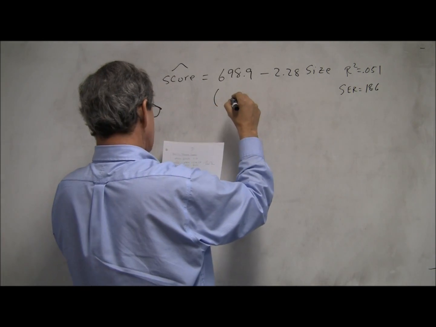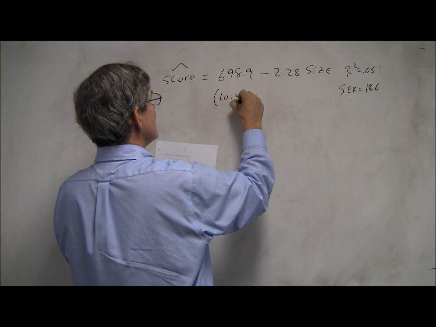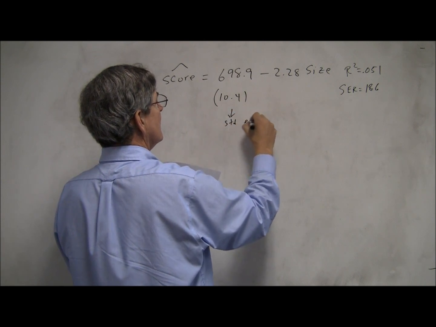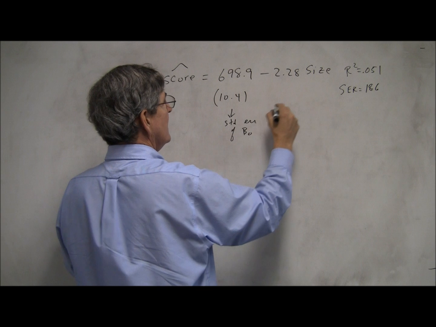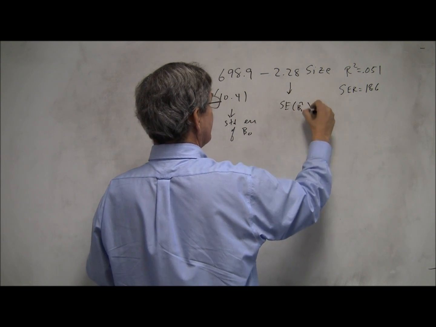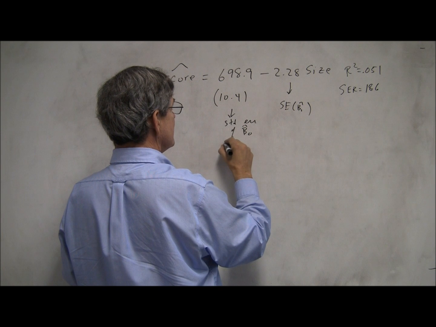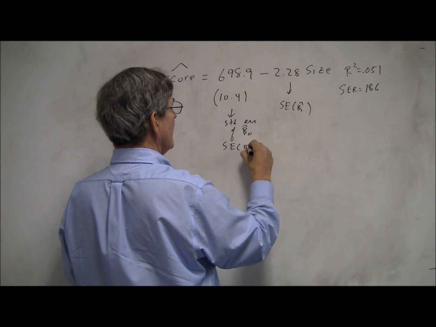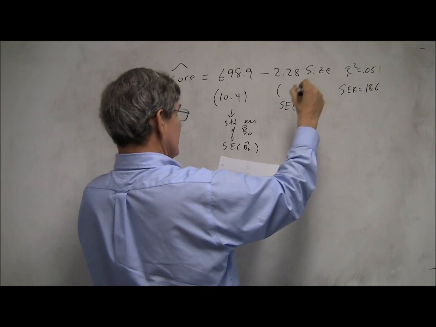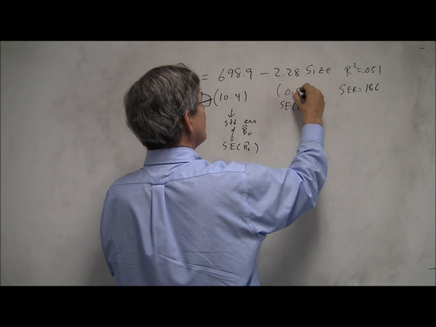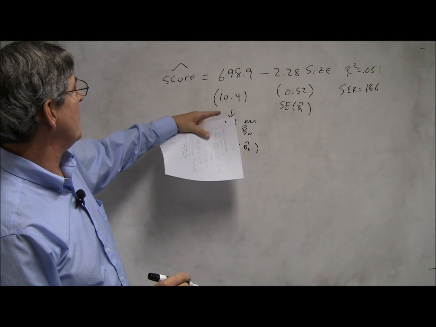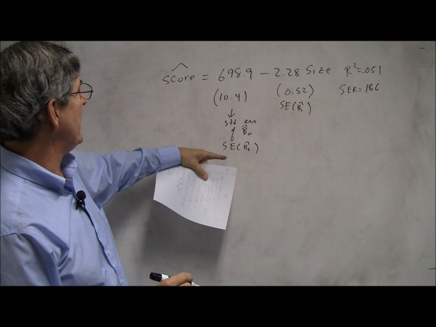In parentheses, what they put are the standard errors. So this is the standard error of beta naught hat, and this is the standard error of beta 1 hat. This is 0.52, so that's the standard error of beta 1. 10.4 is the standard error of beta 0.